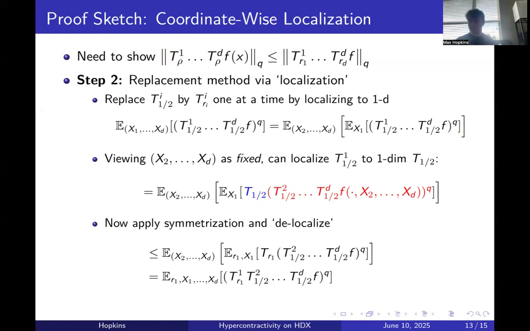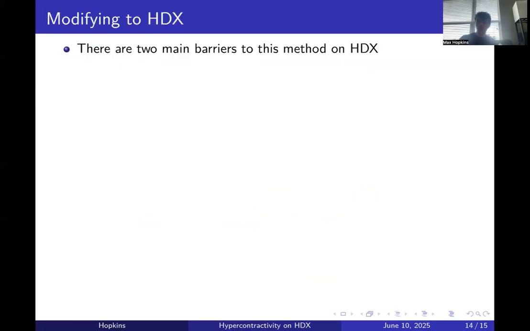How do we extend this to high-dimensional expanders, or what goes wrong? There are really two main barriers to this method, right? I said that there are two steps. There's this decorrelation step where we split T_rho into coordinate parts, and then there's a localization step. And the problem is that neither of these steps works.